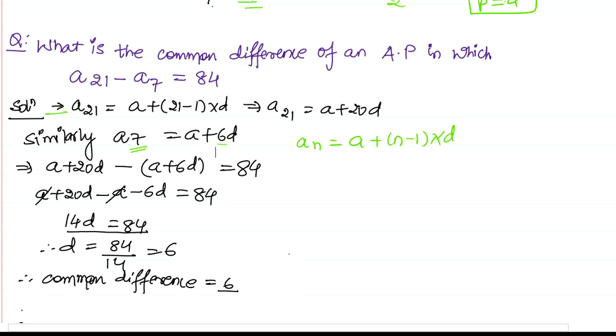Please remember, we have a minus sign outside the bracket. So when I expand, both the terms inside the bracket will become negative. Correct? Students make mistakes many times. They write minus A plus 6D, but this minus sign is for both the terms inside the bracket. So A and A get cancelled. What do I get? 20D minus 6D is equal to 84. 14D is equal to 84, and D is equal to 84 upon 14, which is equal to 6, and hence the common difference is 6. Okay, let's take one more example.